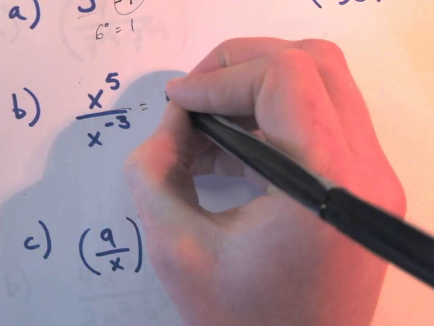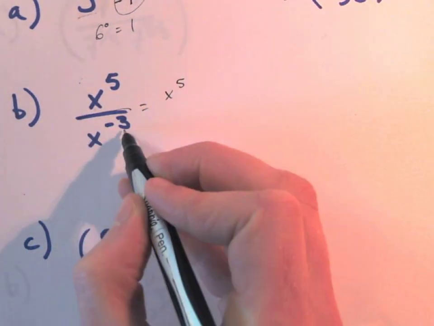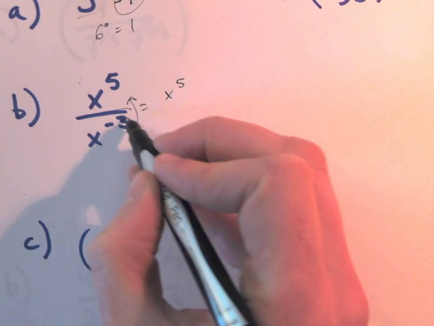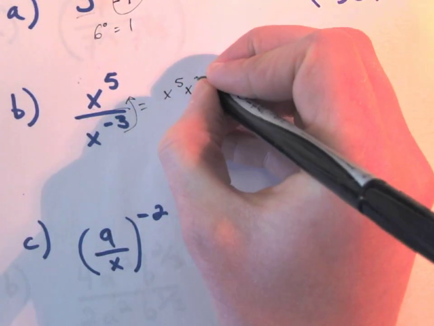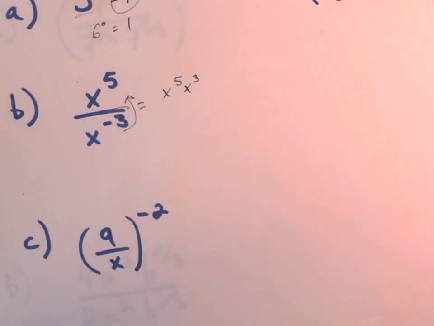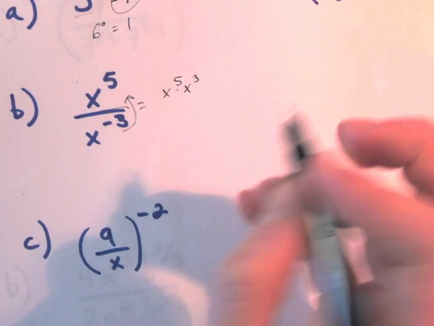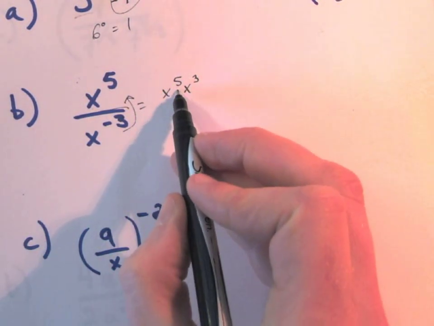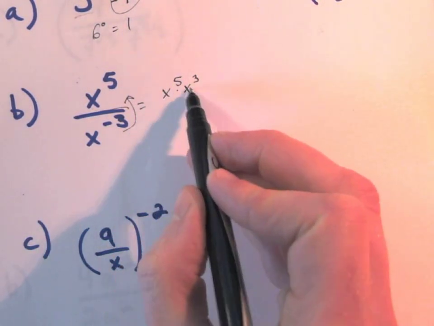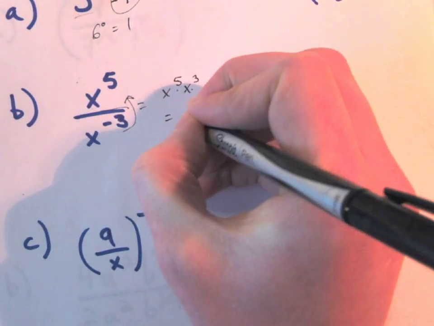So if we did that, it would be x to the power 5, and if I move this all the way up there, I can switch that negative 3 to a positive 3. Those two things are the same thing. So now I have this, x to the power 5 times x to the power 3. Since the bases are the same, we can add the exponents. That's the same as x to the power 8.